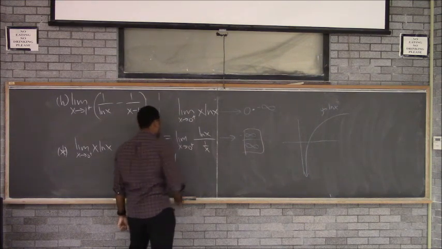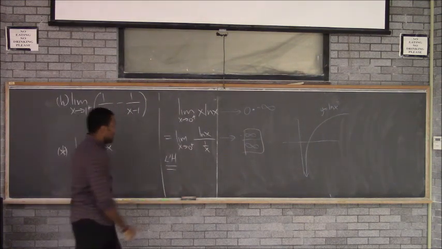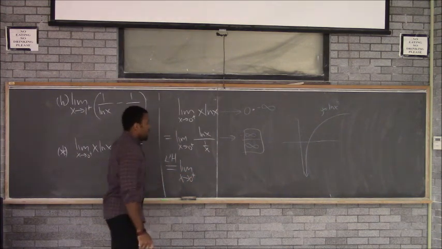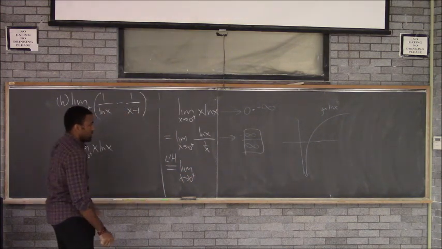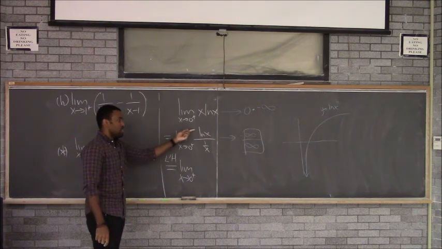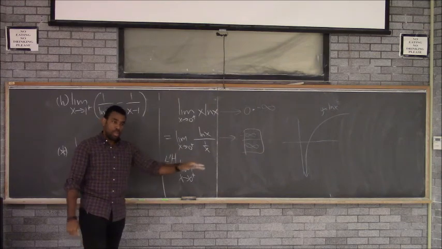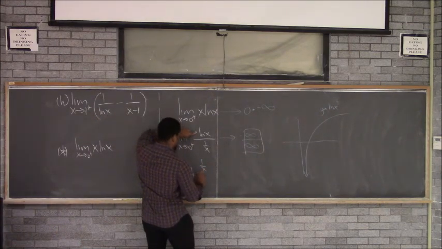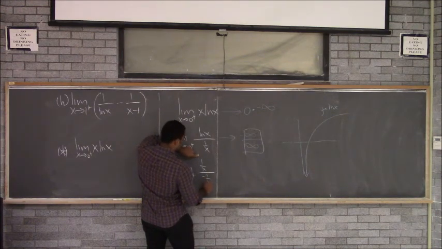I'm going to use L'Hopital's rule. L'Hopital's rule says, leave the limit the same. Then if you have 0 over 0 or infinity over infinity, the limit is actually going to give you the same value as the limit of the derivative of the top and the derivative of the bottom separately. I'm not applying the quotient rule. I'm just differentiating that and differentiating that.